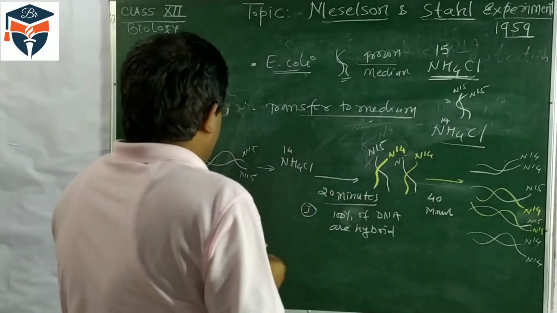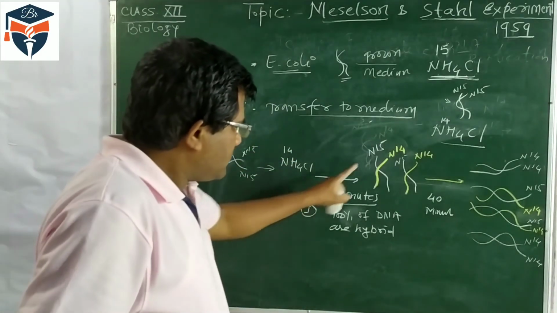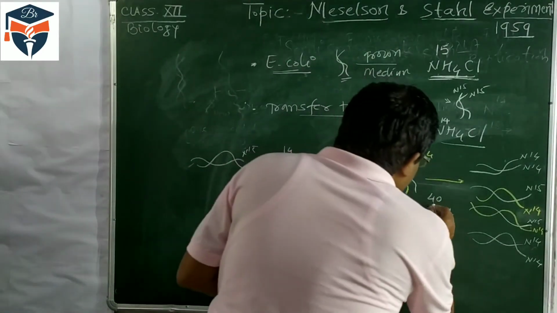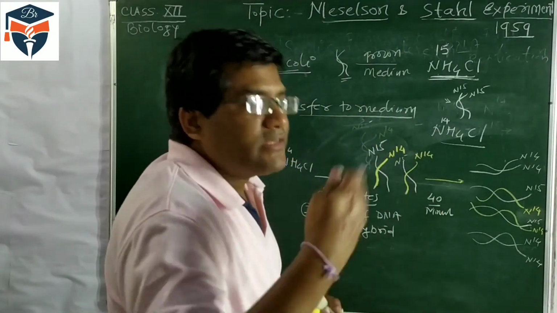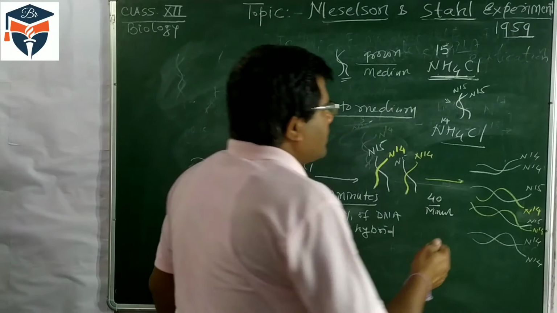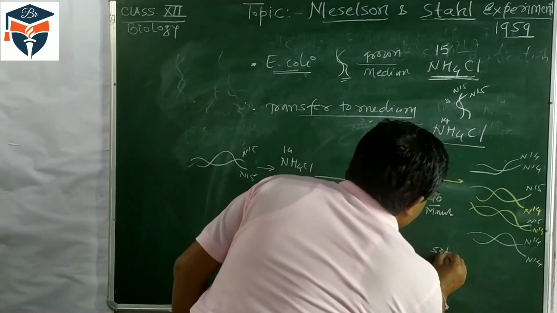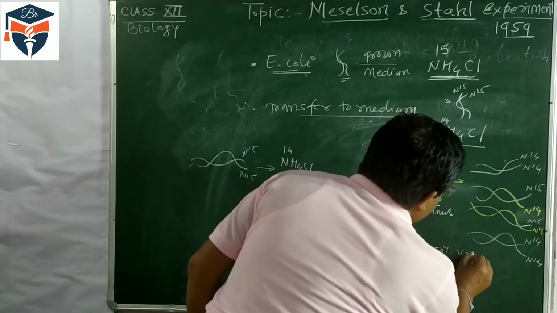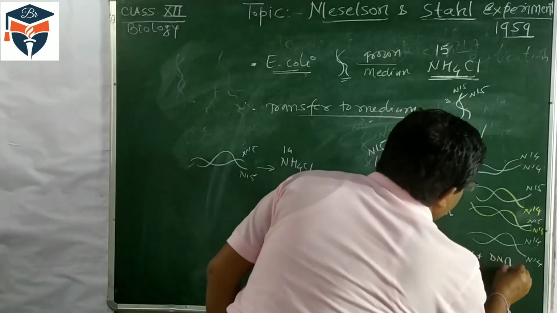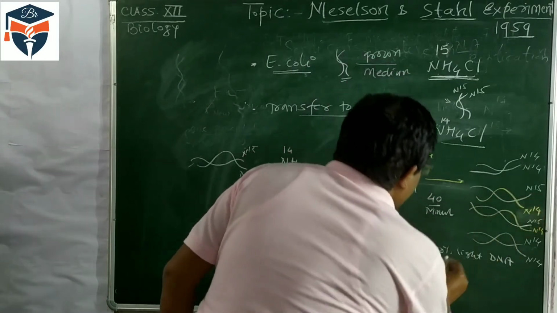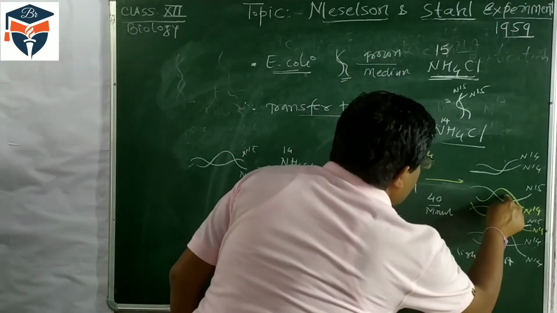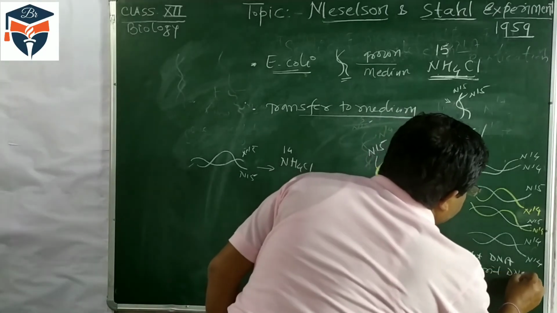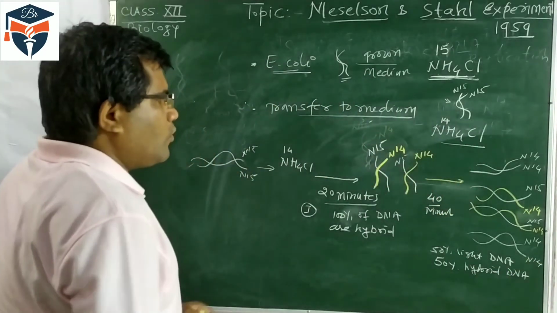What happened? After 20 minutes, 100% of the DNA are hybrid. But in the second generation, after 40 minutes, again next 20 minutes, what happened? 50% are light strand, these two are light strand, light DNA. And 50% are the mixed hybrid DNA. Okay.